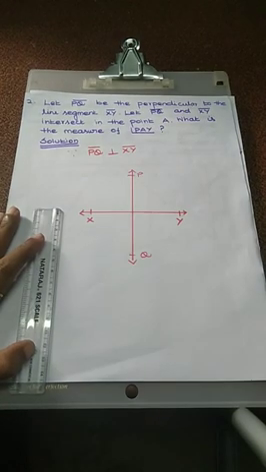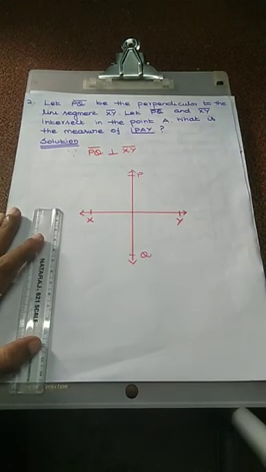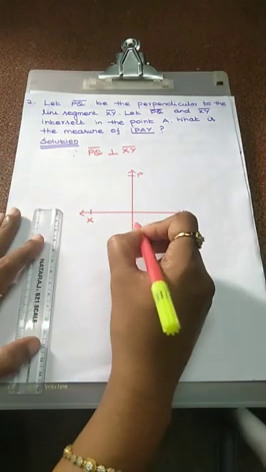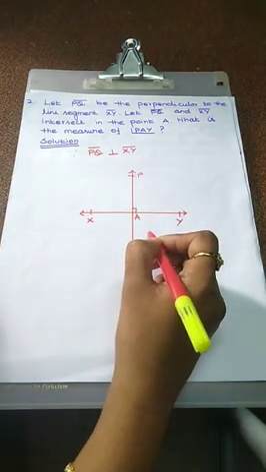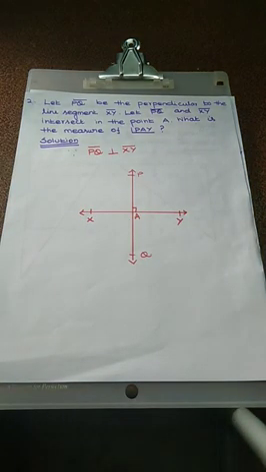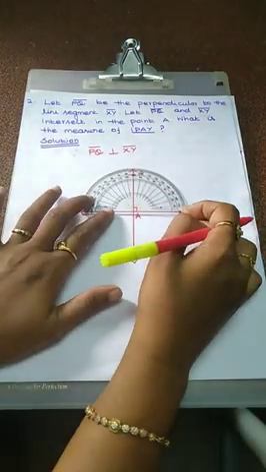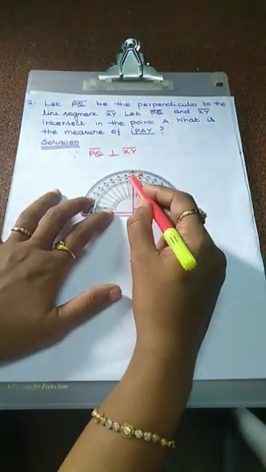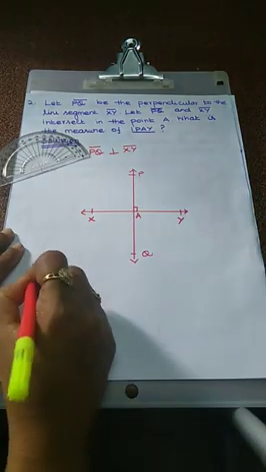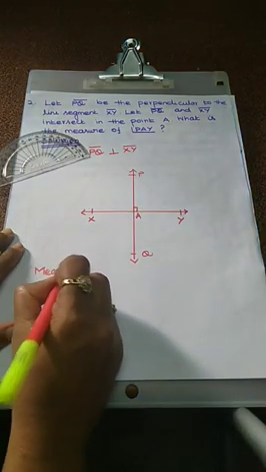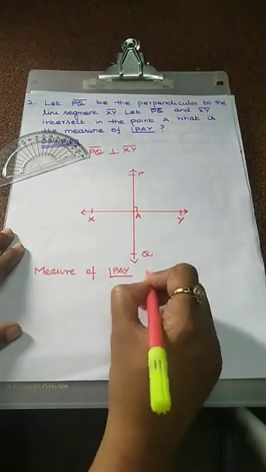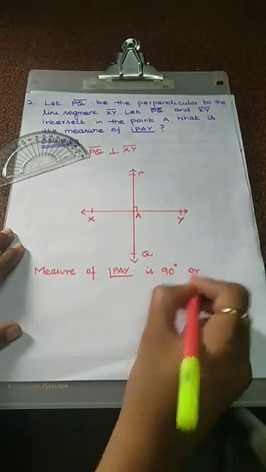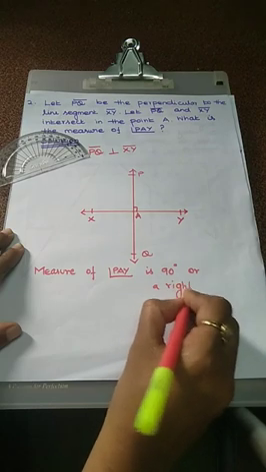What is the condition given? PQ is perpendicular to the line segment XY. PQ and XY intersect in the point A. This point is A. What is the question? What is the measure of angle PAY? So take a protractor and measure it. Exactly, that is 90 degrees. So write the angle value: measure of angle PAY is 90 degrees, or simply we can say it is a right angle.